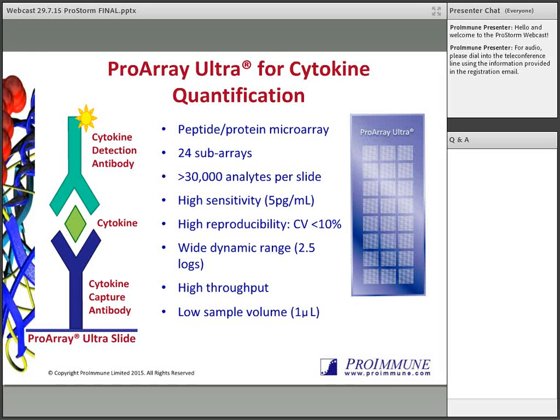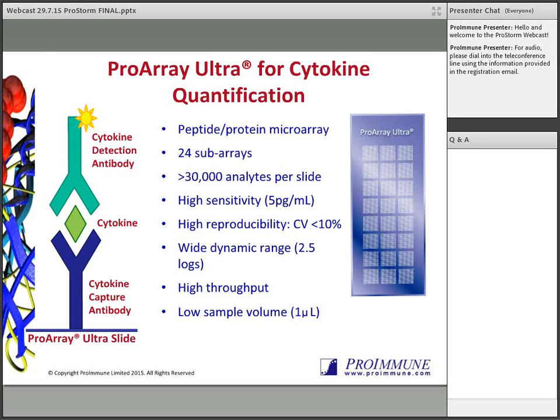As I've mentioned, the Prorate Ultra platform is used for cytokine quantification, and this is a technology that was developed by Proimmune for detection of protein-protein interactions as well as protein-peptide interactions. And it's a very flexible, customizable microarray platform which can be used to create up to 24 subarrays, which you can see in the slide on the right, and that can assess up to 30,000 different features per slide. This technology has quite a few applications, one of which is linear B-cell epitope mapping, but also for cytokine quantification for the ProStorm assay, which we're discussing currently.